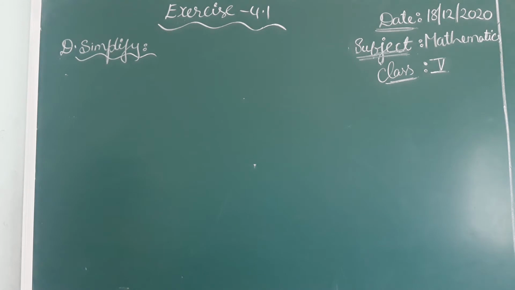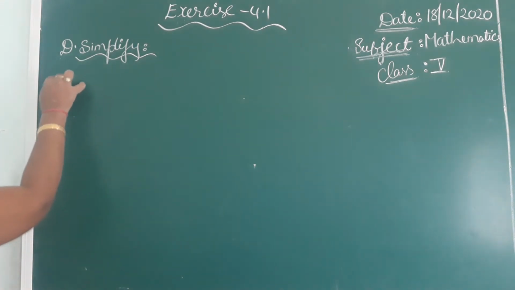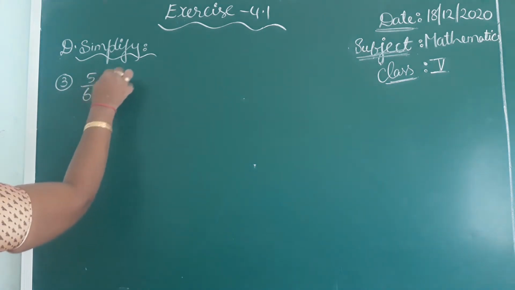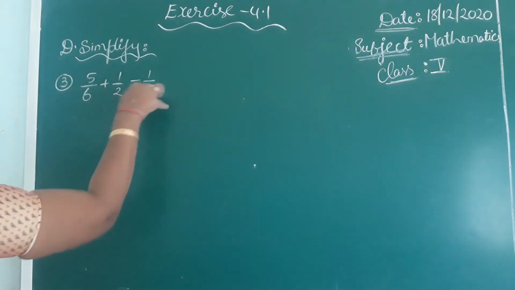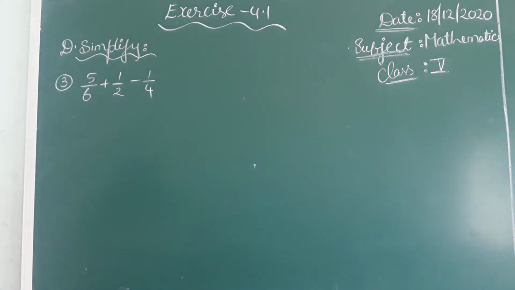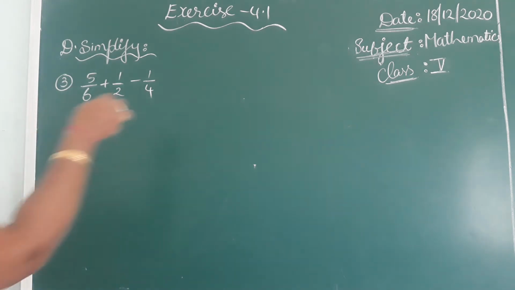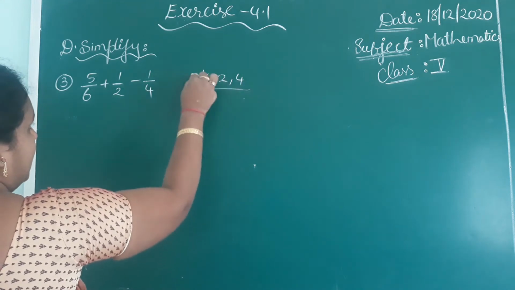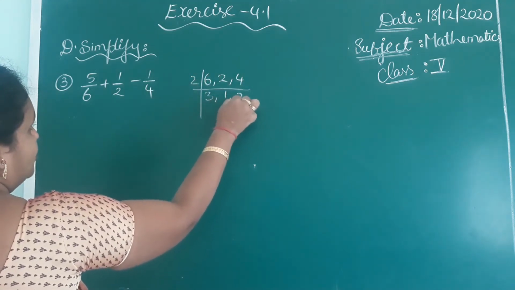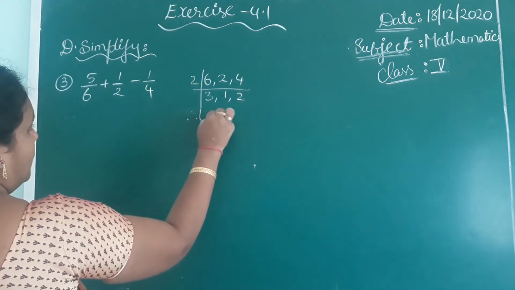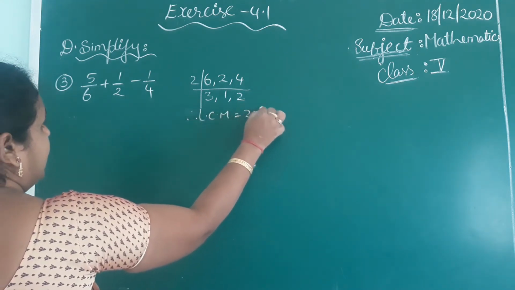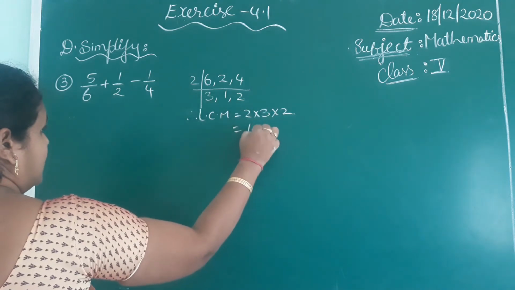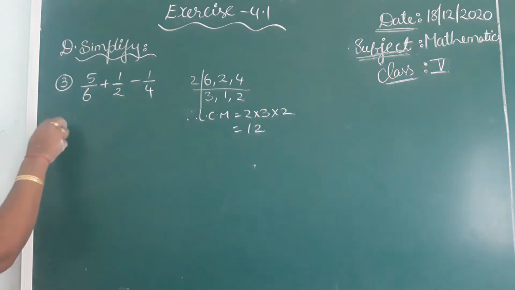Okay, see the third one. 5 by 6 plus 1 by 2 minus 1 by 4. Here if you observe, find the LCM of 6 and 4. 2 threes are 6, 2 ones are 2, 2 twos are 4. Therefore LCM equals 2 into 3 into 2. 12 is the LCM.